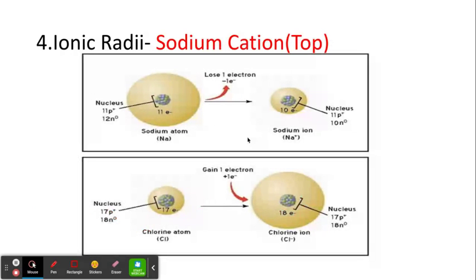So let's take a look here. Let's look at sodium. Sodium has 11 electrons. Okay, it also has 11 protons. Sodium will lose 1 electron. Therefore, the count of sodium goes down to 10 electrons, leaving 1 extra proton, and that's indicated by the positive sign for the sodium ion.